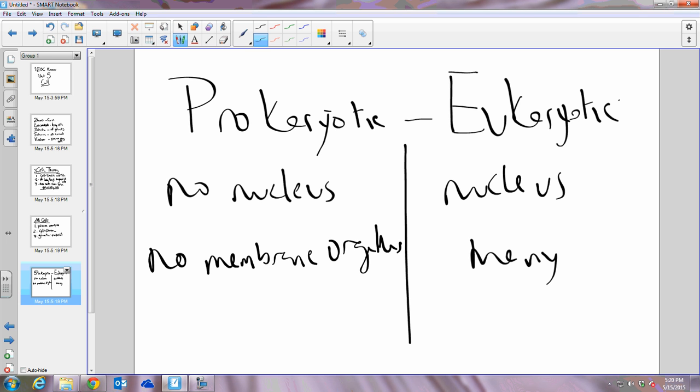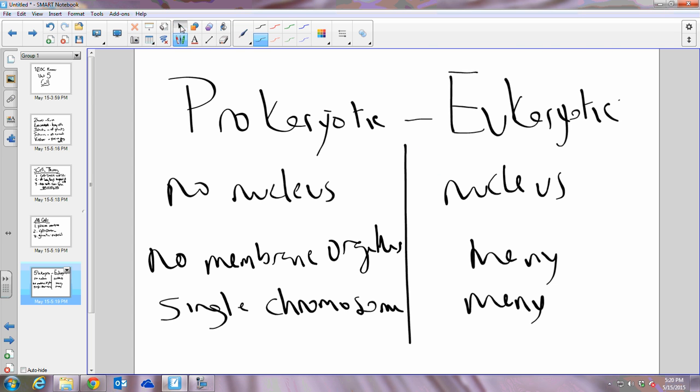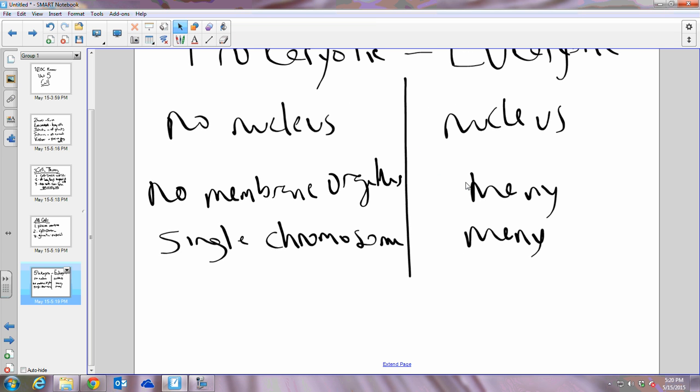And prokaryotic cells typically have a small single chromosome. Eukaryotic cells can have many chromosomes. Prokaryotic cells are typically very small, not very complex. An example would be bacteria, whereas eukaryotic cells are extremely complex, and their complexity is even still yet unknown, really. Examples of eukaryotic cells are things like animal cells and plant cells.